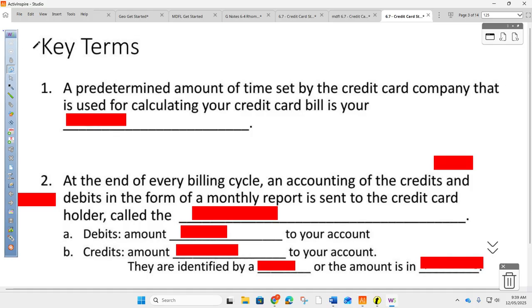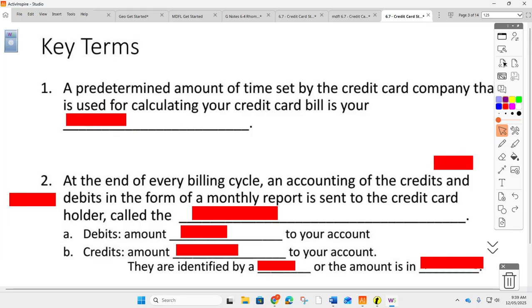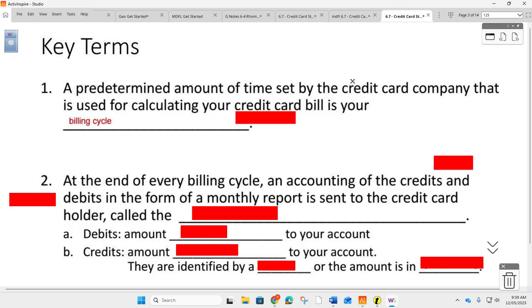Starting with some vocabulary. The billing cycle is a predetermined amount of time set by the credit card company that is used for calculating your credit card bill. And that billing cycle, they will tell you on your credit card statement, is it 30 or 31 days? I suppose it could be 28 days too, but it's usually 30 or 31.